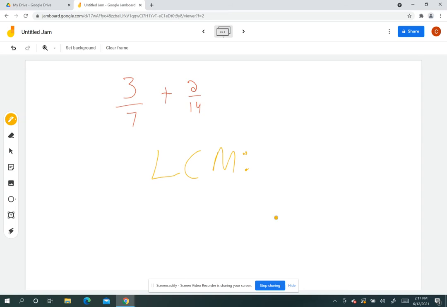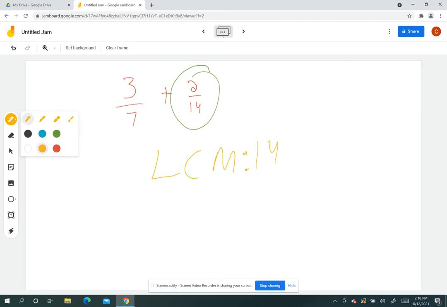I see 14. I know 14 goes into 14. I also know 7 goes into 14. So it's safe to say 14 is our LCM. So luckily, 2 over 14 is just going to stay like that. Now we're going to convert 3 over 7 with the denominator of 14. So how are we going to do that?